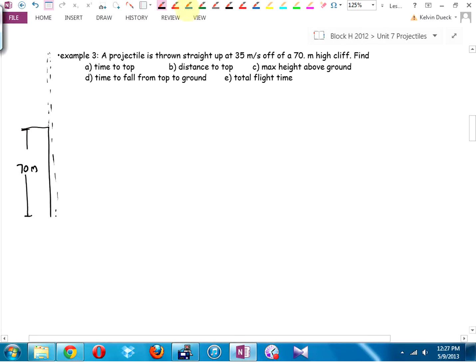That's fine. What are they asking me to find in part A? Time. Let's write T equals, question mark. Okay, what do we know? VI equals 35. AY equals negative 9.8. We're going to start to use some vector notation, because that way when we launch at an angle, we can distinguish between the vertical and horizontal components and what's going on. VF is 0. Oh yeah, at the top VF is 0.